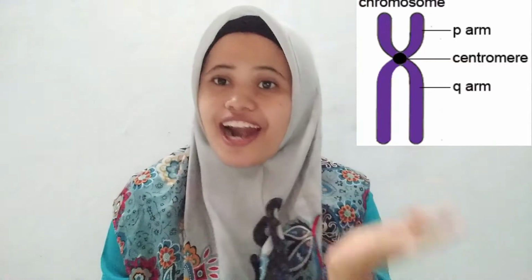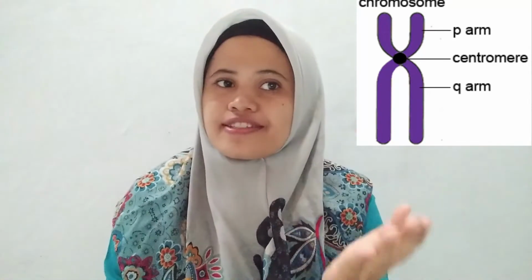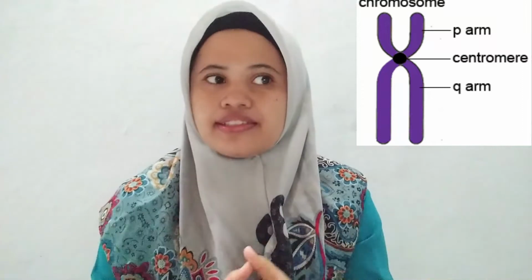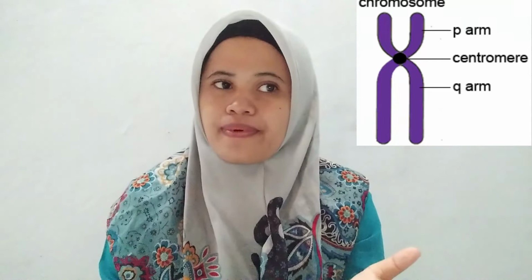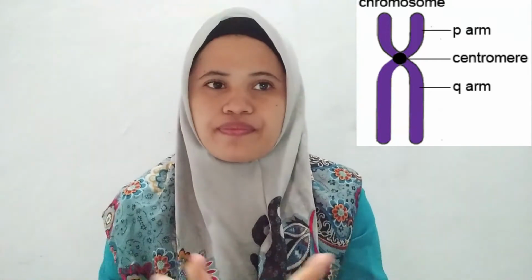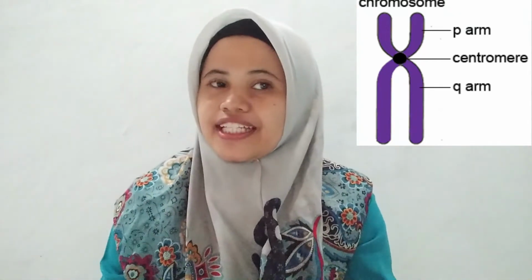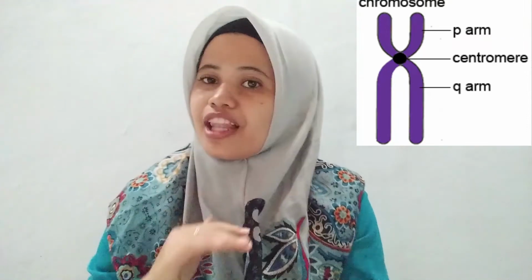Each chromosome has a P arm and a Q arm. The P arm, from the French word petit, meaning small, is the short arm, and the Q arm, the next letter in the alphabet, is the long arm. In their replicated form, each chromosome consists of two chromatids.